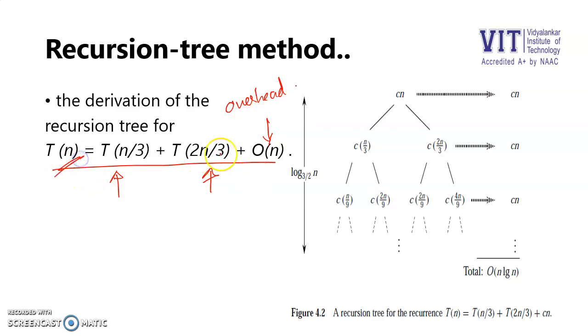So can we say it n? Here n is my problem size, and this is the cost. The cost will be cn, because here we have constant time for every subproblem, okay?